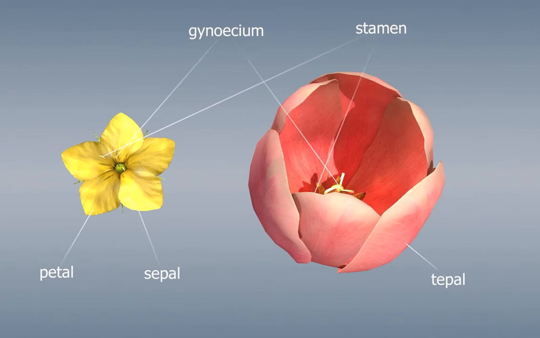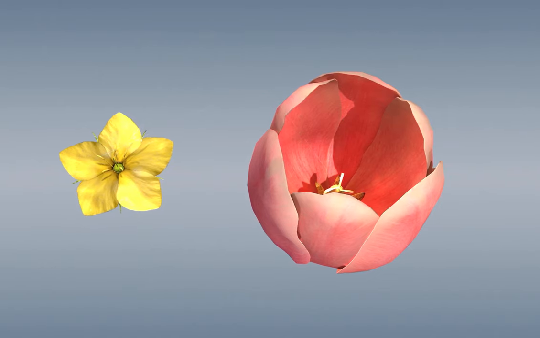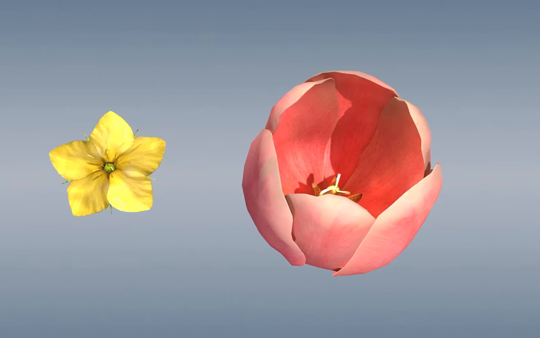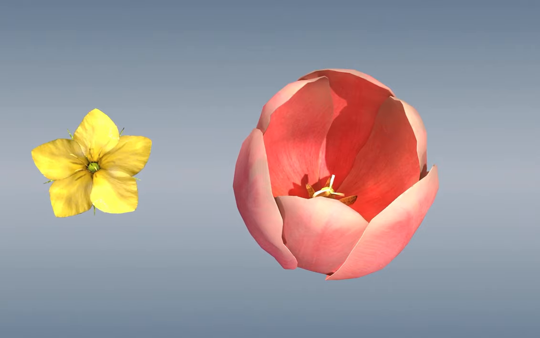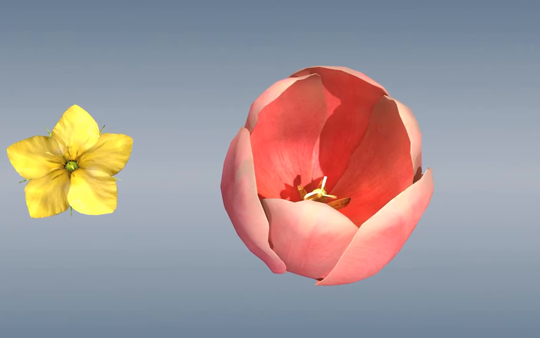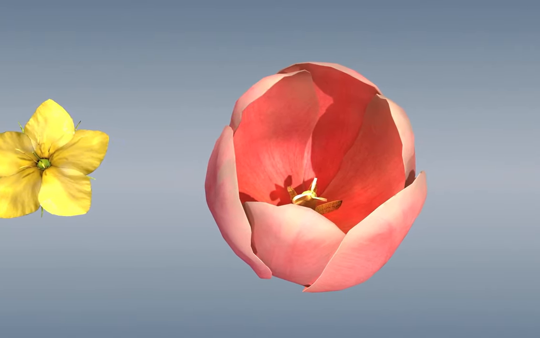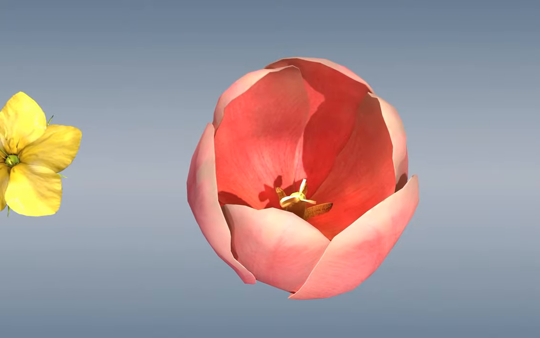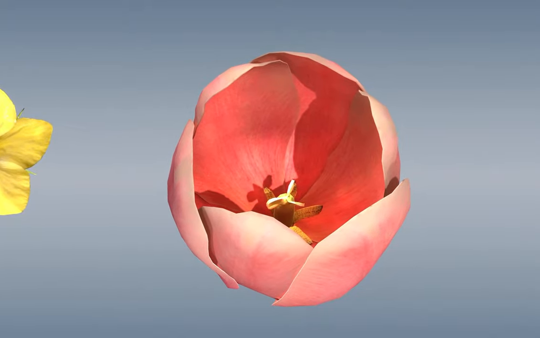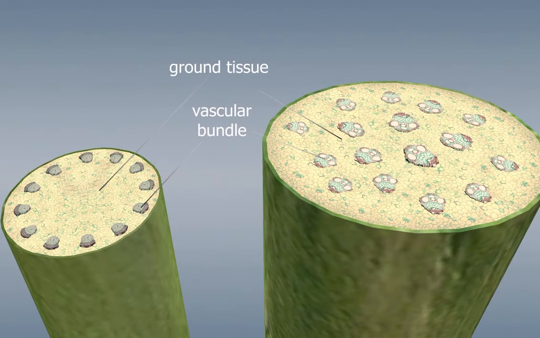In monocot flowers, however, the perianth is homogeneous. It consists of tepals. Monocot flowers display trimerous radial symmetry. That is, the number of their tepals can be divided by 3. Tulip flowers consist of 6 tepals and 6 stamens. Vascular bundles are arranged in a ring in the stems of herbaceous dicots, while they are scattered in monocots.